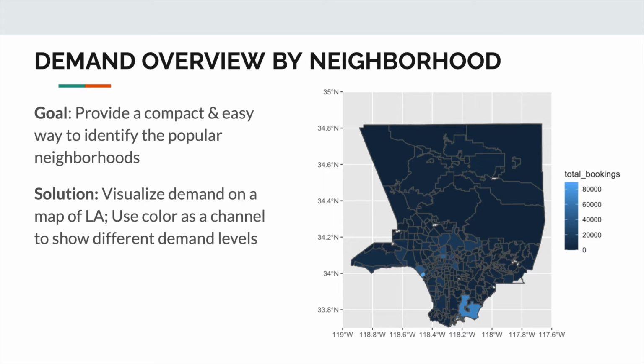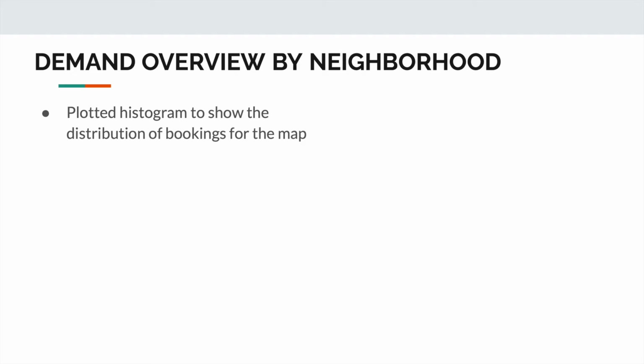After making the first plot, we noticed that it was very difficult to actually distinguish the differences between each neighborhood on the map. So rather than use a continuous scale for the number of bookings, we decided to create bins to group the number of bookings into different buckets and use that to show the differences instead.